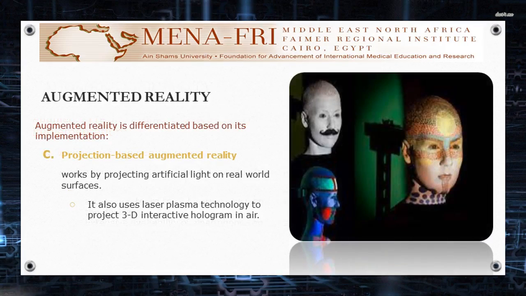Augmented reality is differentiated based on its implementation. C. Projection-based augmented reality works by projecting artificial light on real-world surfaces. It also uses laser plasma technology to project 3D interactive holograms in air.